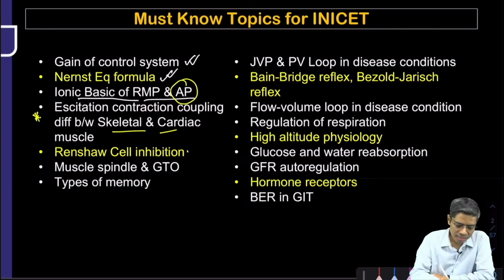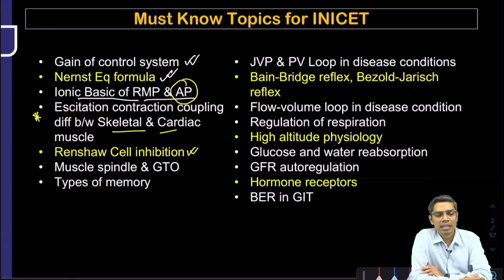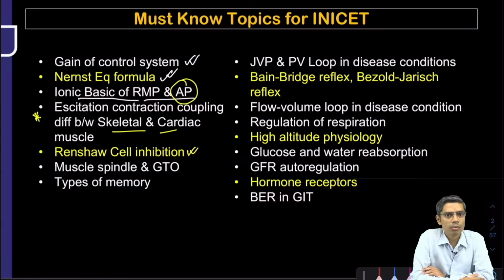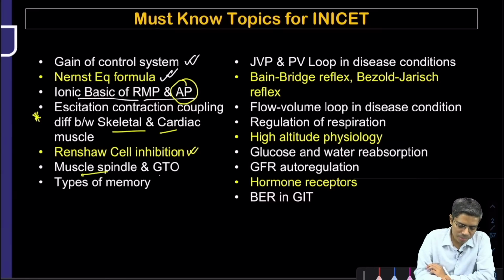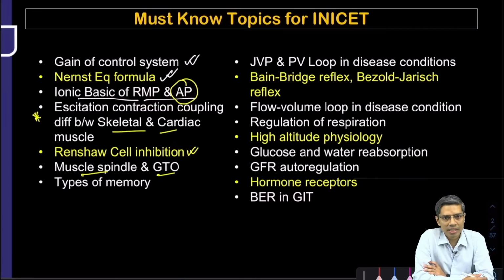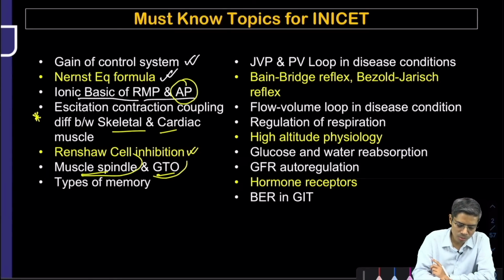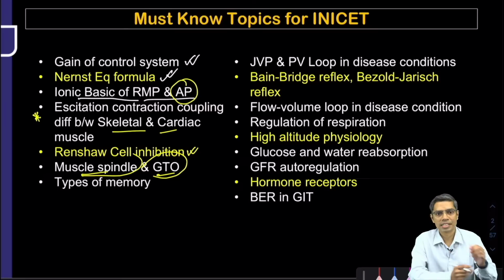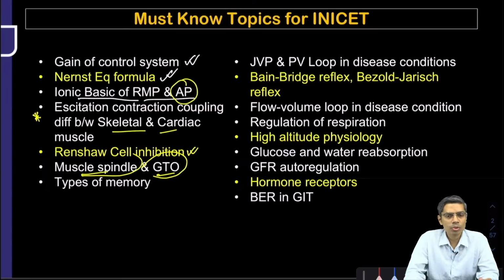Then Renshaw cell inhibition: you have to identify where the Renshaw cell is present, what the neurotransmitter is, and what kind of inhibition this is. Then muscle spindle and Golgi tendon apparatus, right, Golgi tendon organ. These two receptors are proprioceptors, and you have to remember the most important stimulus for the muscle spindle and the most important stimulus for the Golgi tendon organ, and related things like the stretch reflex and inverse stretch reflex.